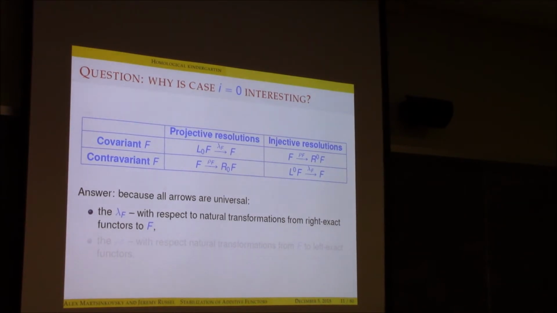So the transformations from the zeroth left-derived functor to the functor, they are universal with respect to transformations to F from right exact functors. Remember, L naught is right exact. Okay. And a similar statement is true for the right-derived functors. So these are universal with respect to transformations from F to left exact functors.